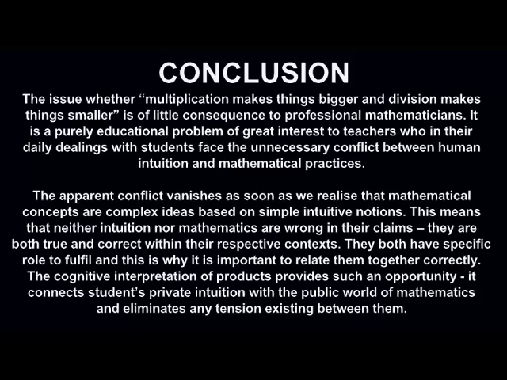The apparent conflict vanishes as soon as we realize that mathematical concepts are complex ideas based on simple intuitive notions. This means that neither intuition nor mathematics are wrong in their claims. They are both true and correct within their respective contexts. They both have a specific role to fulfill, and this is why it is important to relate them together correctly. The cognitive interpretation of products provides such an opportunity. It connects students' private intuition with the public world of mathematics and eliminates any tension existing between them.